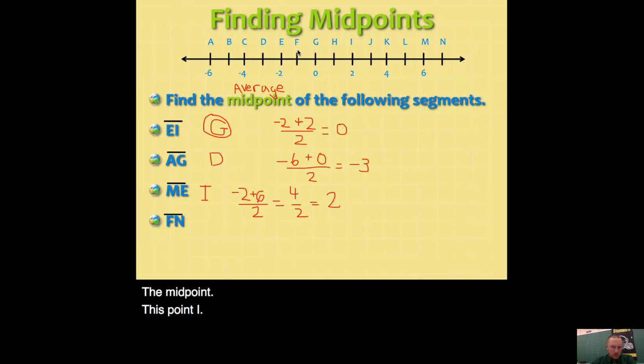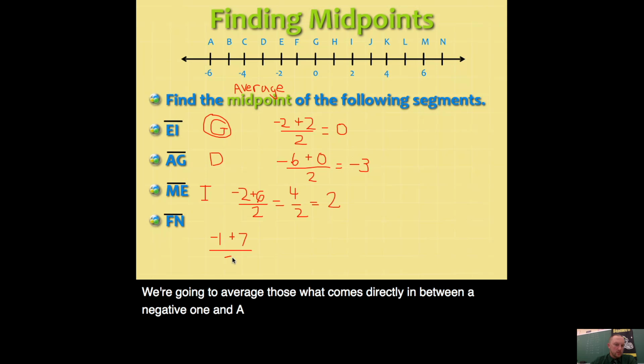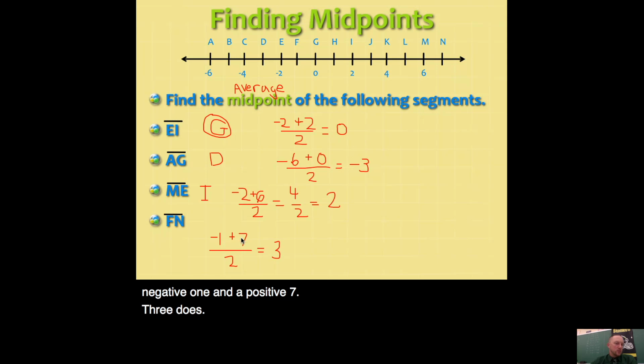We'll do one more. Find the midpoint for segment FN. F lives at -1. N lives at +7. We're going to average those. What comes directly in between -1 and +7? Three does. -1 plus 7 is 6. 6 divided by 2 is 3. So J would be your midpoint.